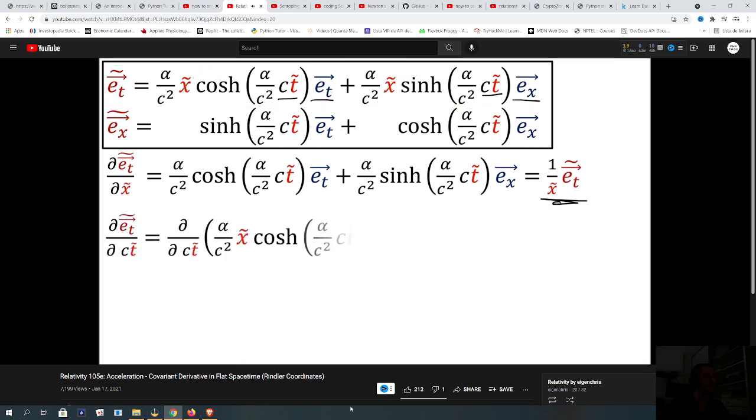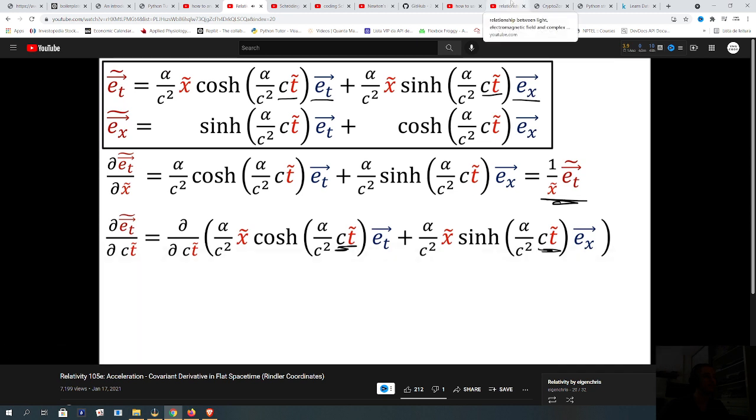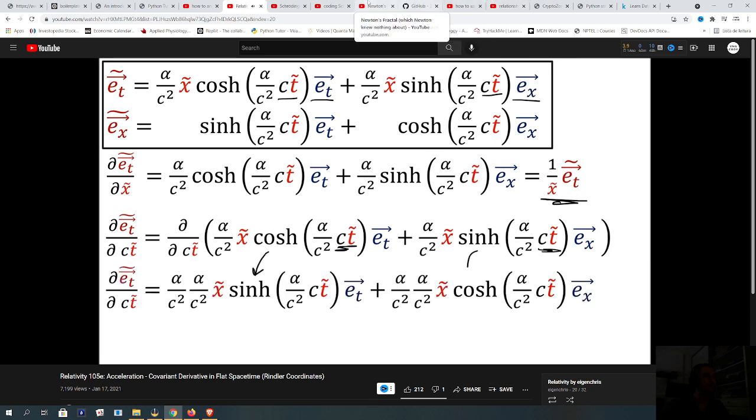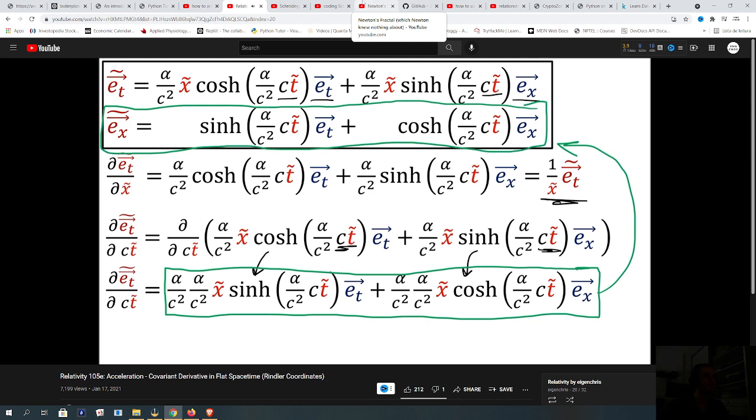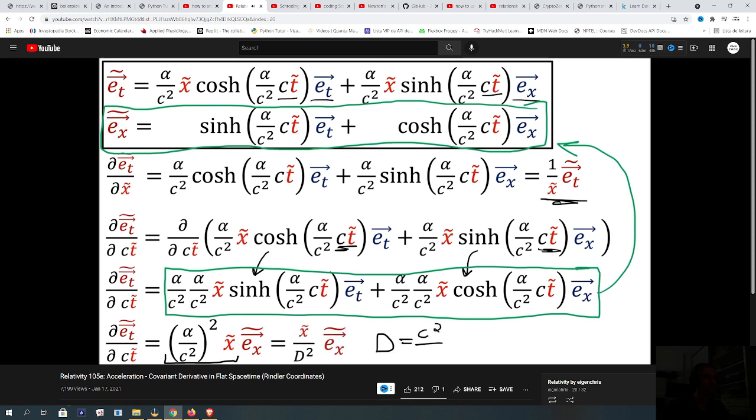As for the derivative of et tilde in the ct tilde direction, we treat x tilde, et, and ex as constant and differentiate with respect to ct tilde. So cosh becomes sinh becomes cosh, and we multiply by the inner constant by chain rule. And all of this is just the ex tilde basis vector, but with all the terms multiplied by these repeated constants and x tilde. So this derivative equals the square of alpha over c squared times x tilde times ex tilde. If we use the definition of the Rindler distance, capital D, we could also rewrite this as x tilde over D squared times ex tilde.